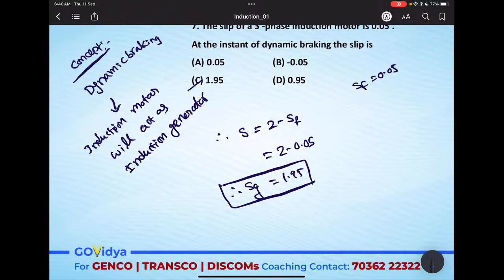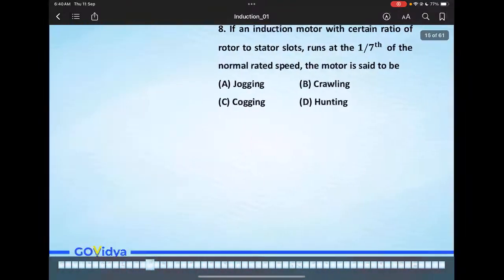In the dynamic braking condition, the motor will act as a generator. The rotor speed will be higher than the synchronous speed, thereby it will act as an induction generator. For an induction generator, the slip is going to be S equal to 2 minus S_F. From there you can calculate the slip. Our option will be C. Let's move on to the next question.